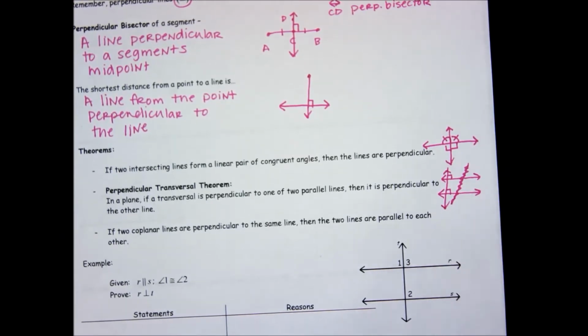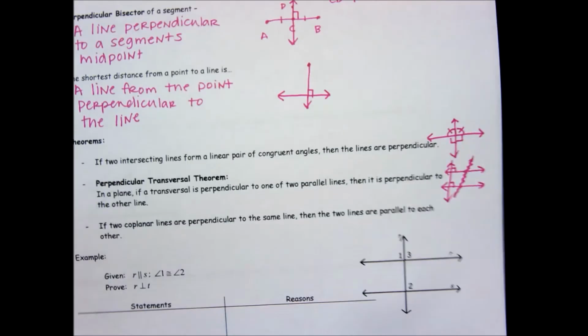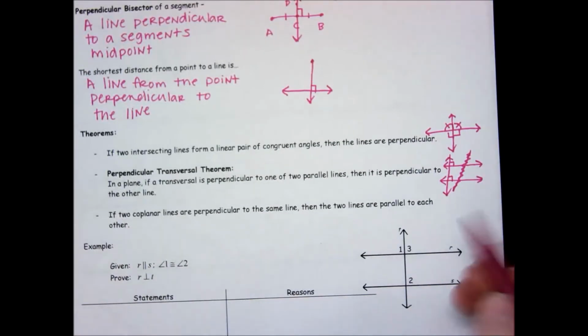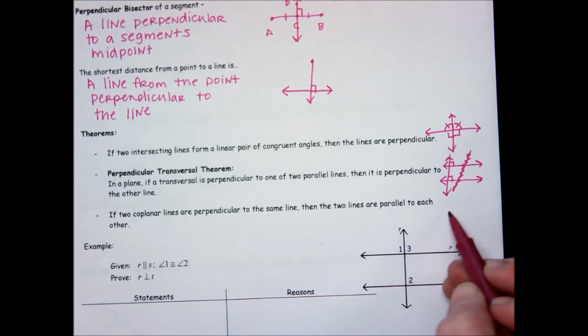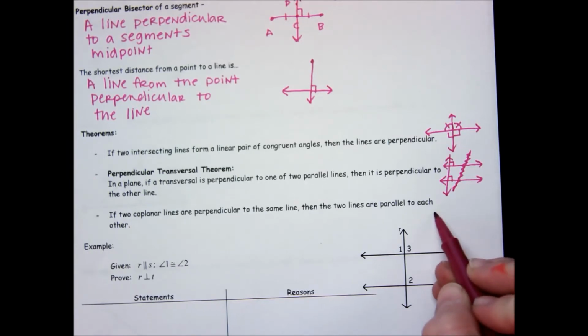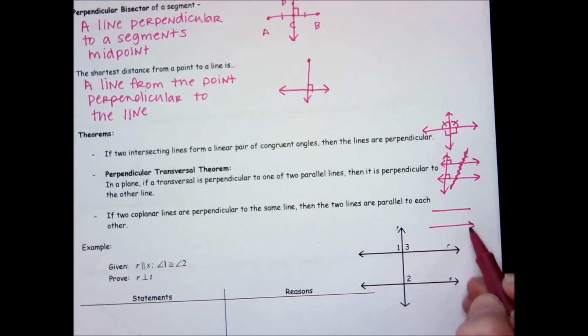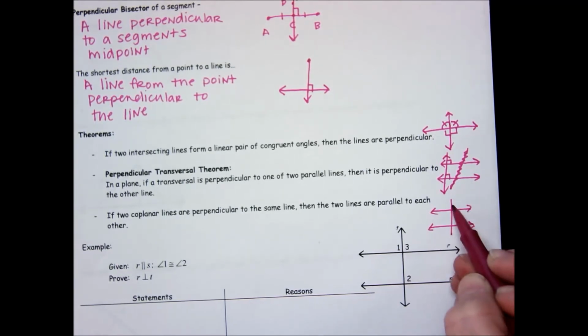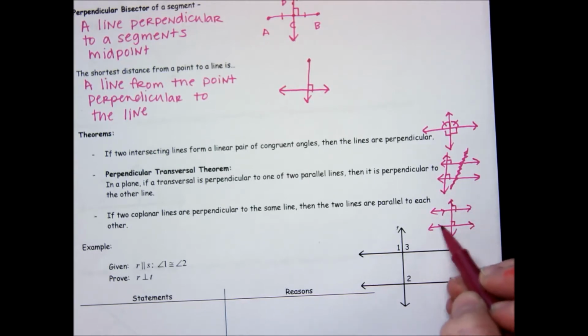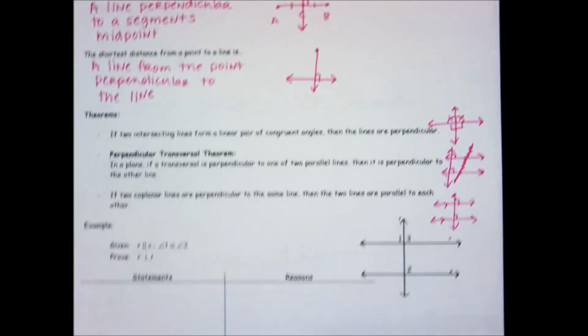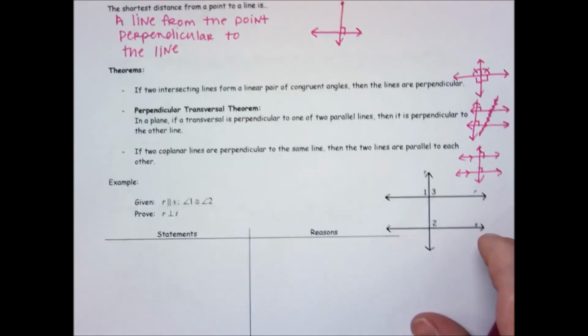And the last one, if two coplanar lines are perpendicular to the same line, then the two lines are parallel. So if I have two lines, and I know that they're both perpendicular to this line, that means these lines are parallel. Okay? So let's look at this proof.